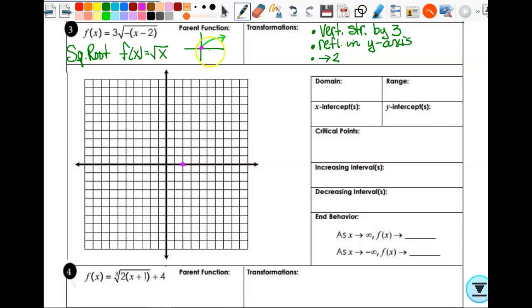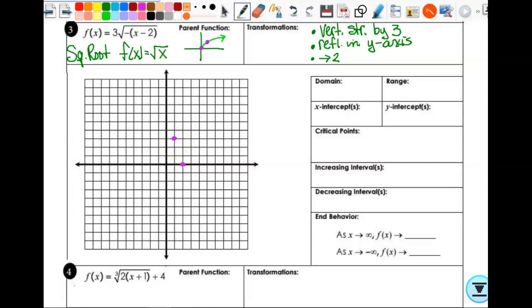My next one is 1, 1. So I put my pencil at 1, 1. Vertical stretch by 3. My y value is 1. I multiply by 3. My new y value is 3. Then I reflect in the y-axis, which puts me over here. Then I move to the right 2, and I just kind of end up right where I was.